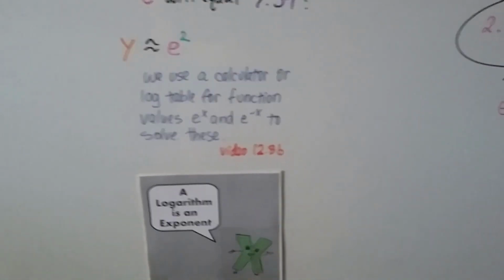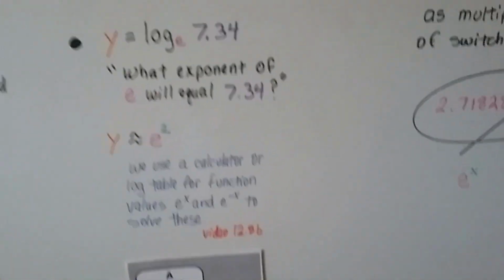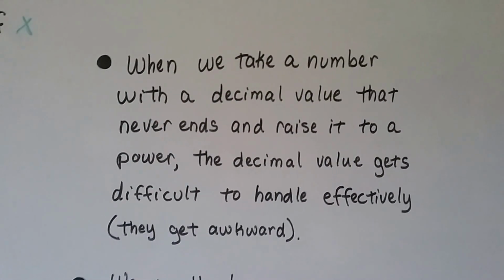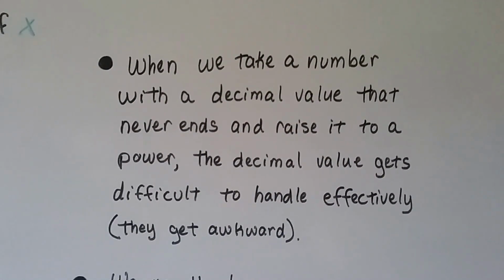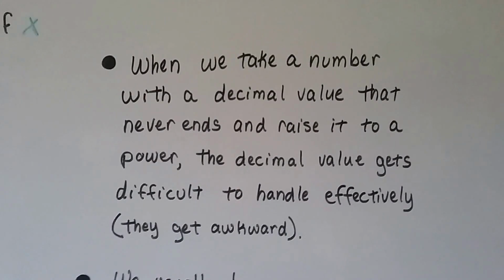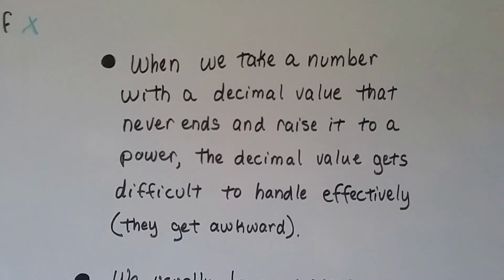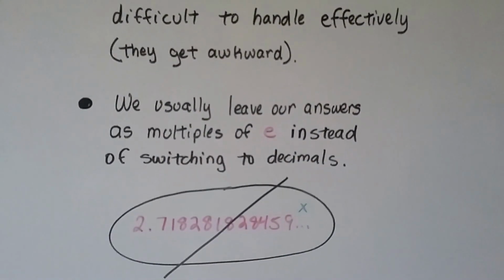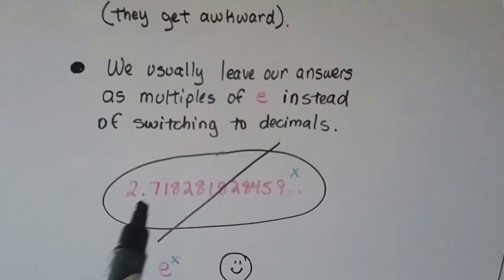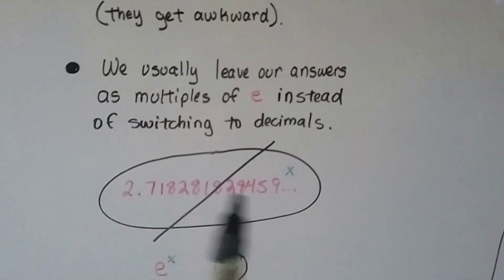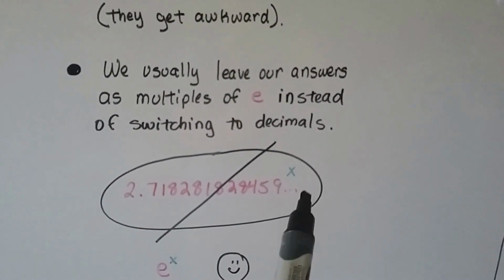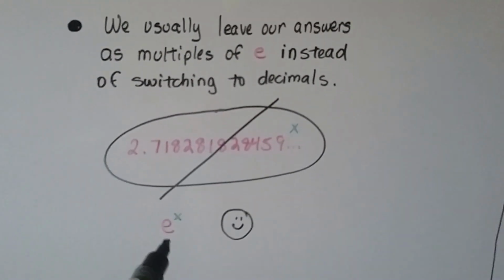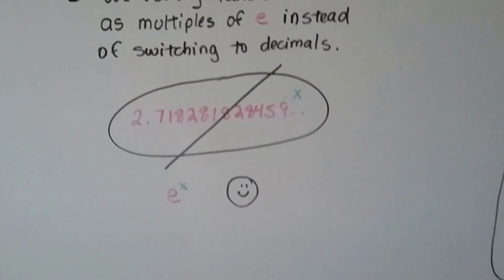So remember, a logarithm is an exponent, all right? When we take a number with a decimal value that never ends, like e or pi, and raise it to a power, the decimal value gets difficult to handle effectively. They get awkward. And we usually leave our answers as multiples of e instead of switching to decimals. You would never do this: put this long decimal going on and on with the ellipses and put an exponent there. You just do e to the x power, all right?